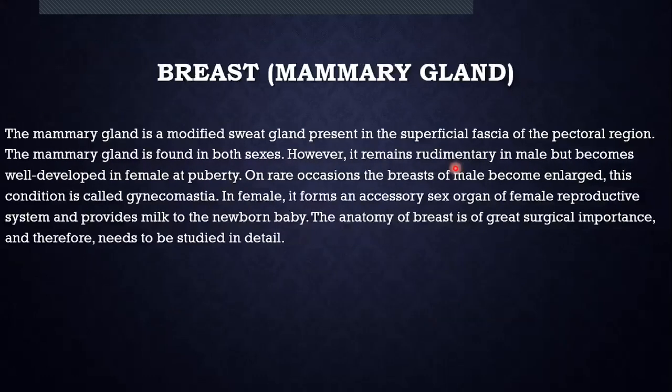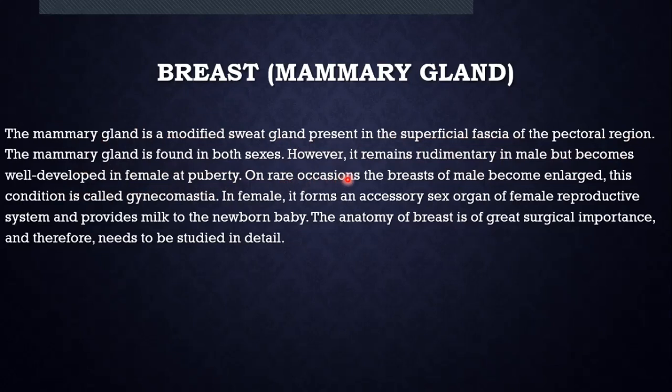So, breast or the mammary gland. It is just a modified sweat gland that is present in the superficial fascia of the pectoral region. Now, the mammary gland is found in both sexes, both males and females have it. However, it remains rudimentary in male, but becomes well developed in female at puberty.